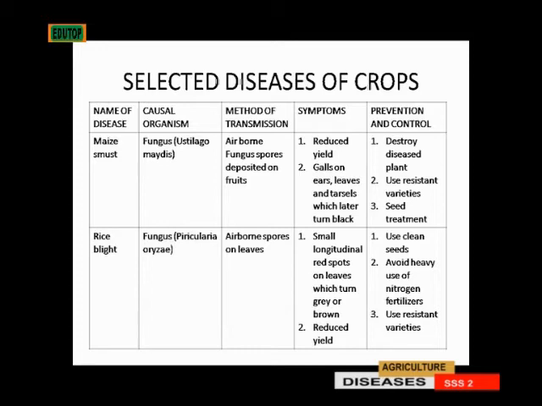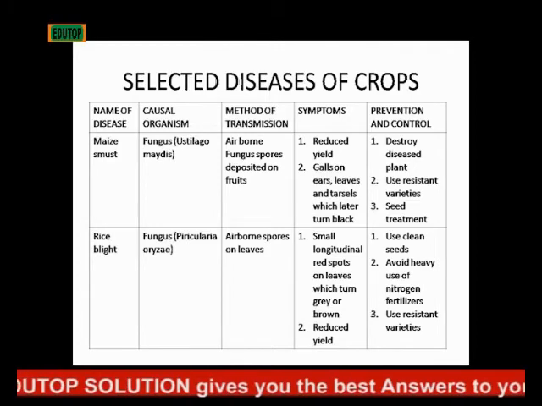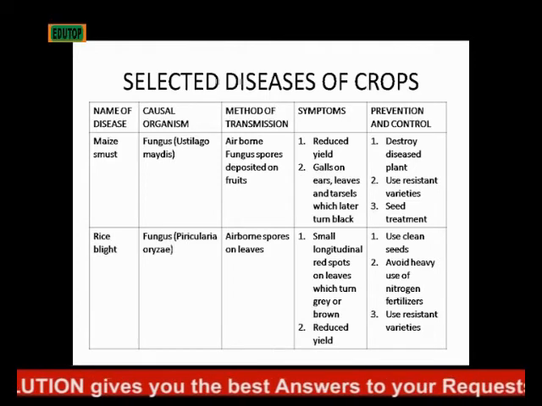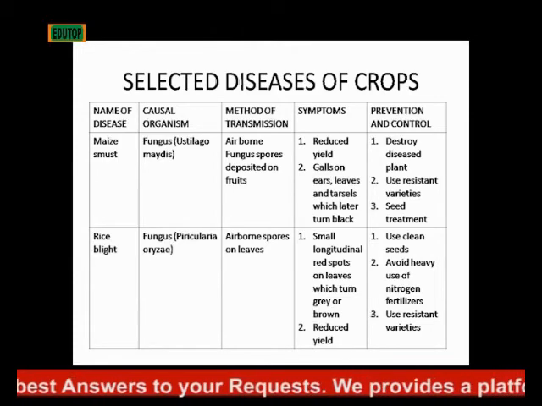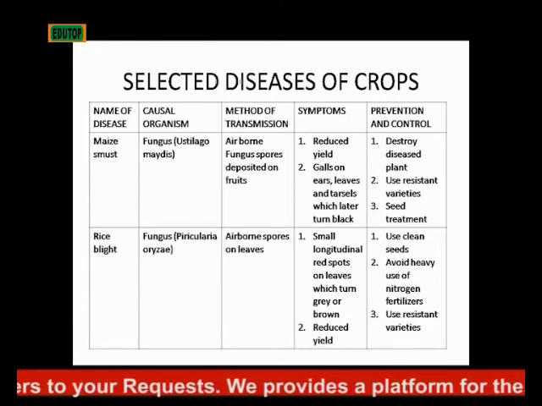So you destroy the diseased plant, then you use resistant varieties of seed, then treat your seed before you plant them. The next disease is rice blast, also caused by a fungus, but this time the fungus is called Pyricularia oryzae. It's also airborne, on the leaves. What you notice as symptoms is that there will be small longitudinal red spots on the leaves of the plant, which will turn grey or brown. Also, the yield of rice will be reduced.